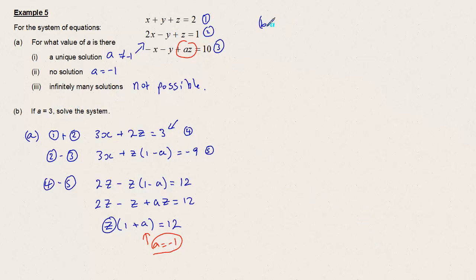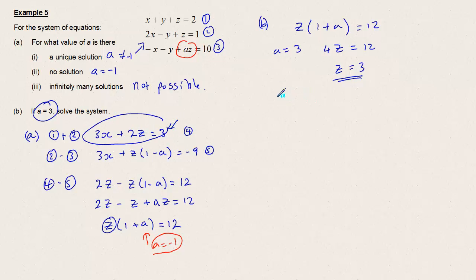Now in part B, we want to solve if a is 3. Well, I'm just going to use what I've done already. I've got z into 1 plus a equals 12. So if we take a is equal to 3, that's saying that 4z equals 12, and therefore z equals 3. Substitute back into this equation, so sub into equation 4. And if z is 3, that's 3x plus 6 equals 3. That would give us that x is equal to -1.